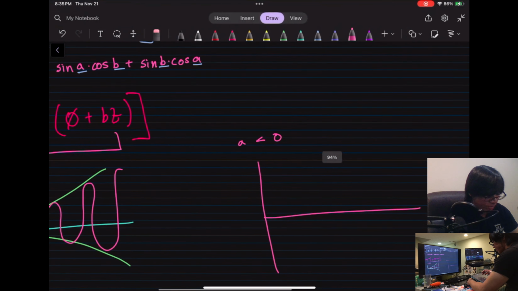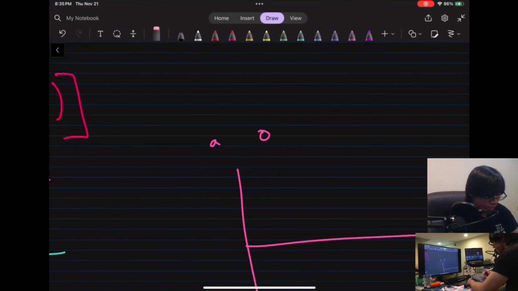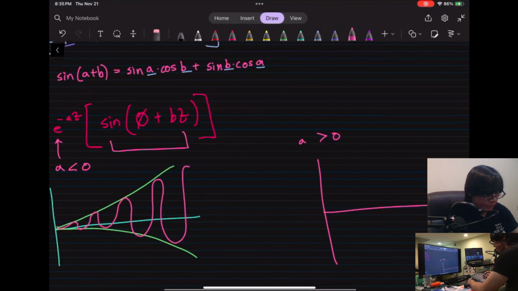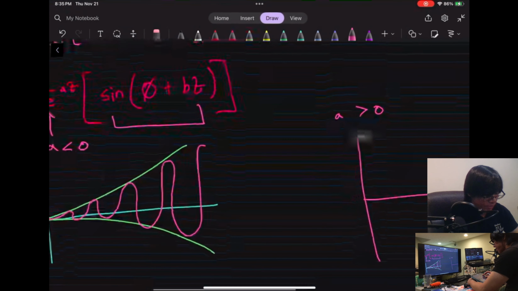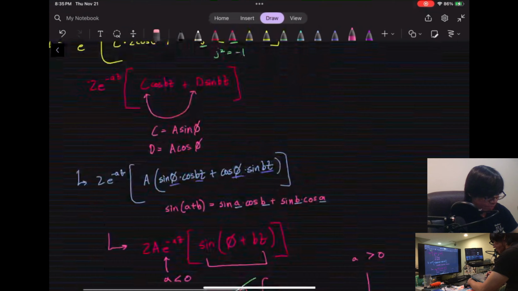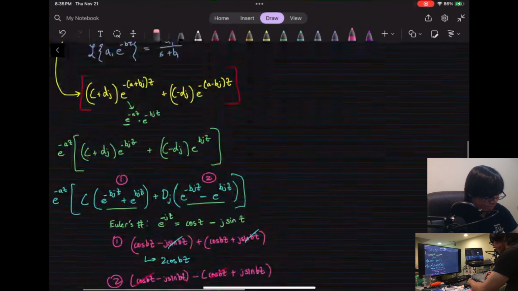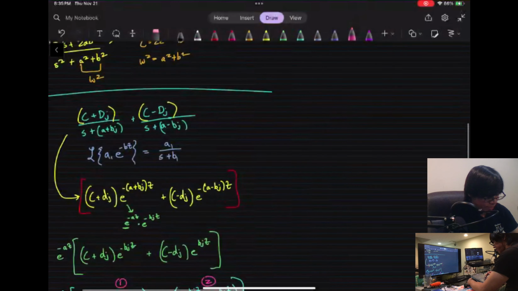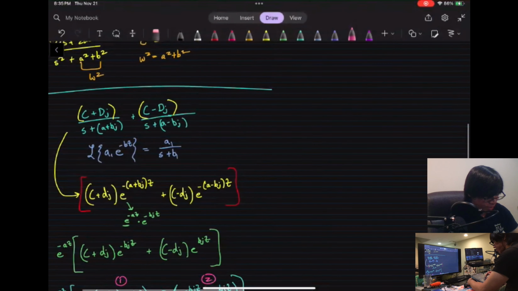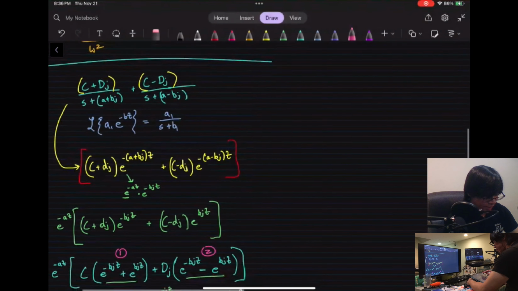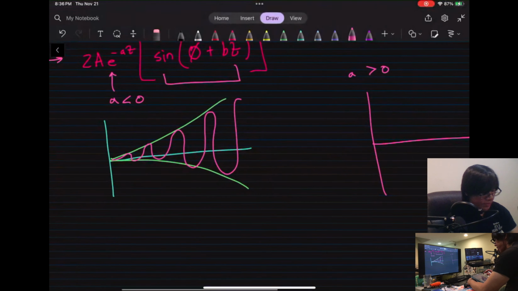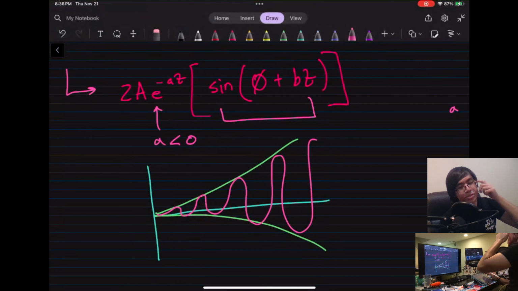And then if a is greater than 0, well, it's good, since it will decay. Did I apply that correctly? I'm doubting myself now. A1, negative A. Yeah, we're good. Okay. I don't know why I'm doubting myself. So the real portion, again, A is representing the real portion of the complex number.